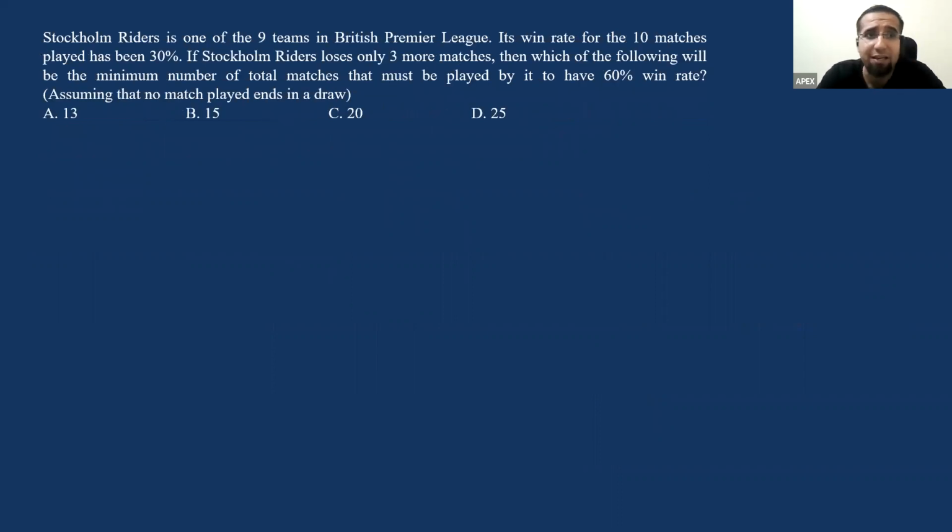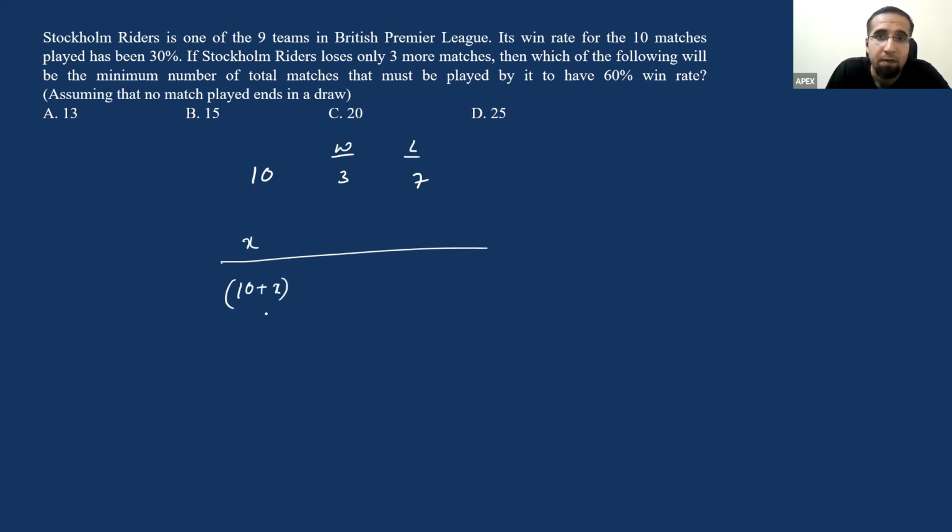Now, a very easy question again. Stockholm Riders is one of the 9 teams in the British Premier League. Its win rate for 10 matches has been 30%. So out of 10 matches, it won 3 matches and lost 7 matches. What can be the minimum total number of matches to be played? That means the question is asking the value of 10 plus X, so that it should have a winning rate of 60%.